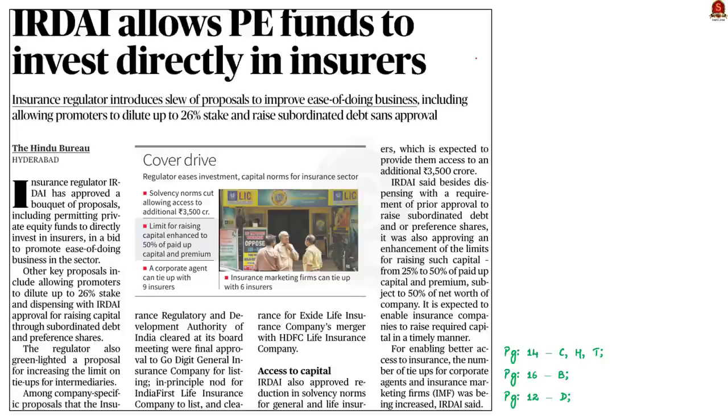This news article talks about the Insurance Regulatory and Development Authority of India, which is shortly known as IRDAI. The news is that the insurance regulator IRDAI approved a number of proposals. See, the proposals were approved in an effort to promote insurance sector's ease of doing business. And this is the crux of the news article given here. In this background, let us understand about IRDAI in prelims perspective.